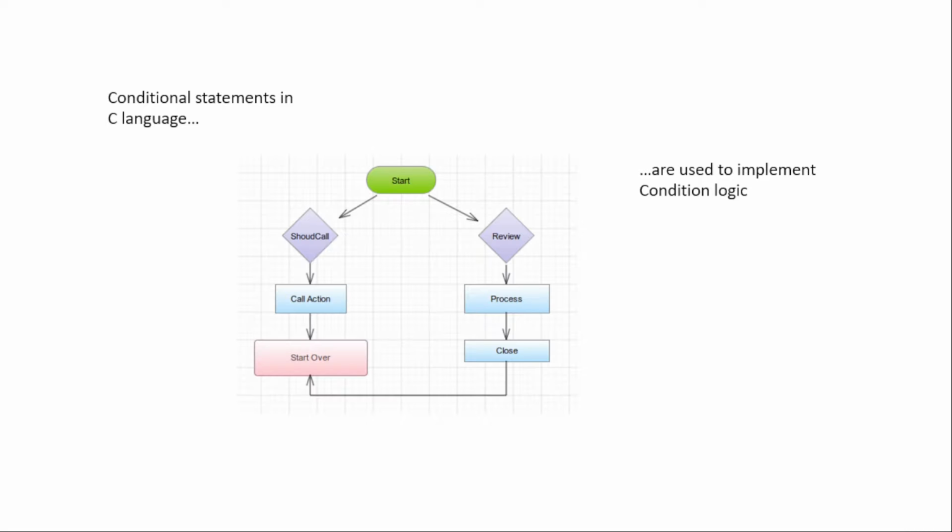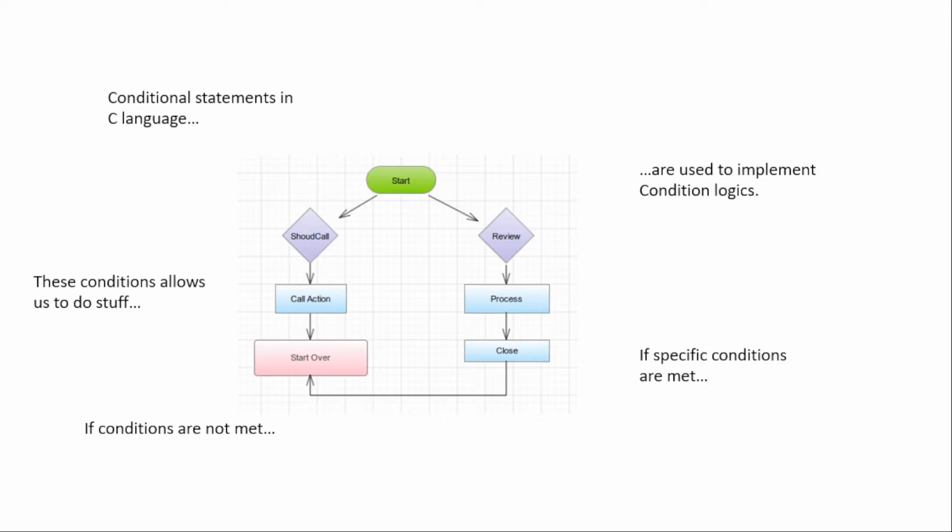Today we will learn about conditional statements. If you want to learn, you will, else you won't. Conditional statements in C language are used to implement condition logic. These conditions allow us to do stuff if specific conditions are met. If conditions are not met, we can do some other stuff.